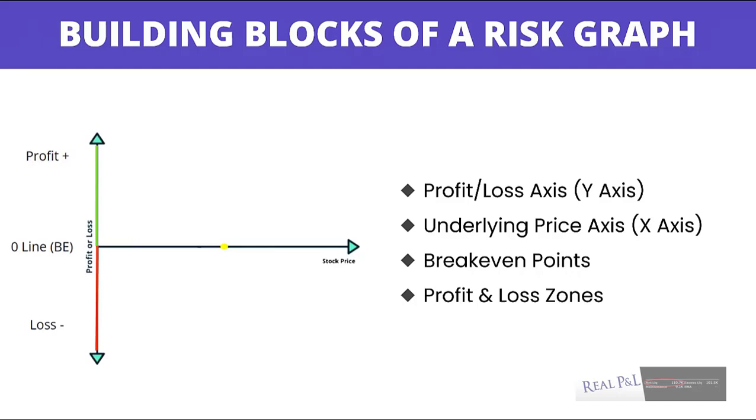So the building blocks of a risk graph: you've got the profit and loss axis, the y-axis here on the left. You've got the underlying price axis, the x-axis, which is on the bottom, going across. And you've got the break-even points, basically the line here, because you've got profit and loss, so the break-even would be right here. And profit and loss zones, I'll go over that in a little bit. But obviously the profit zones are going to be up here, and the loss zones are going to be down here.